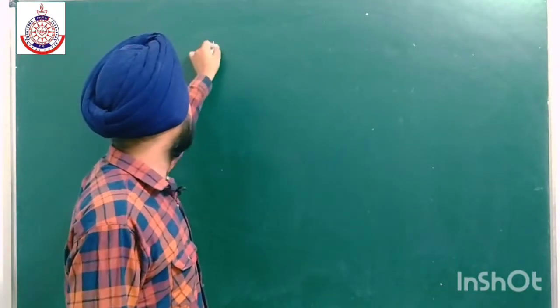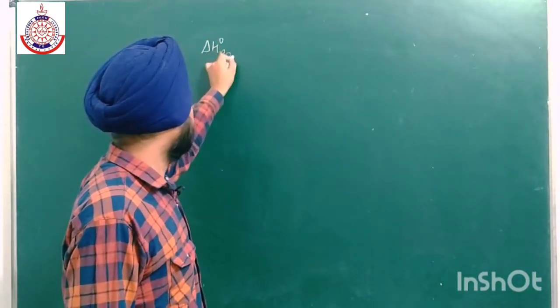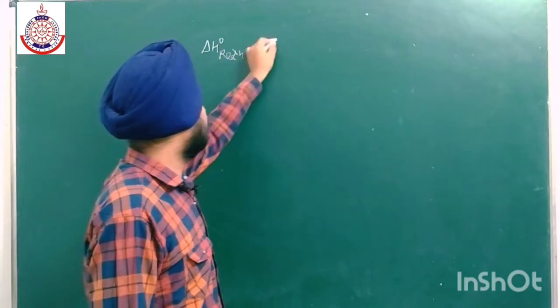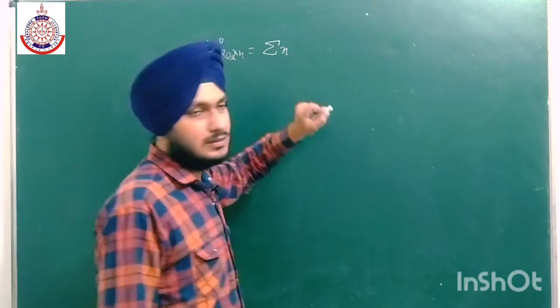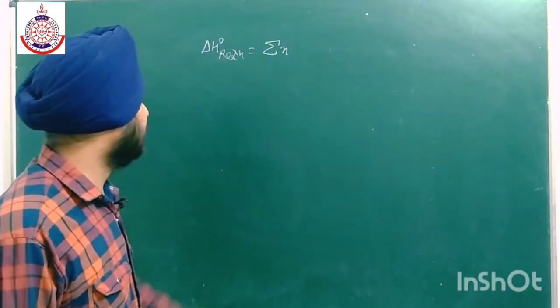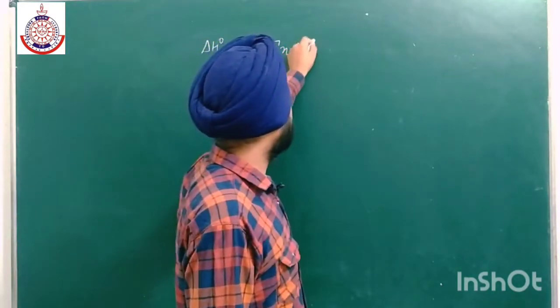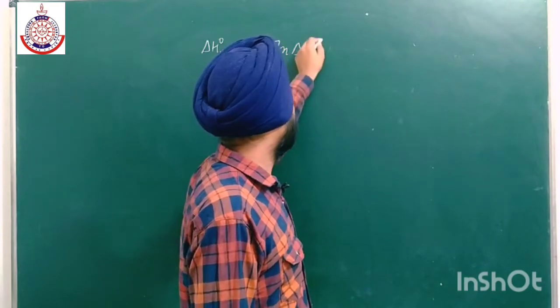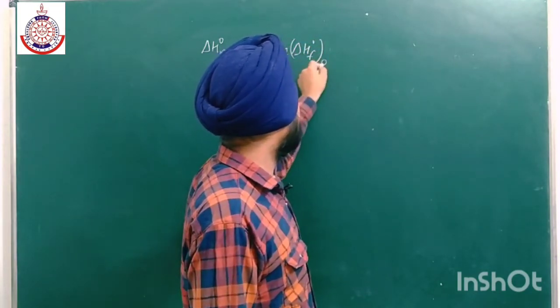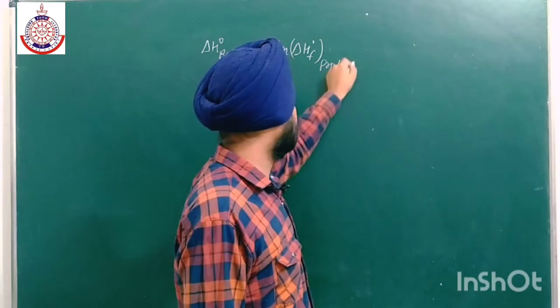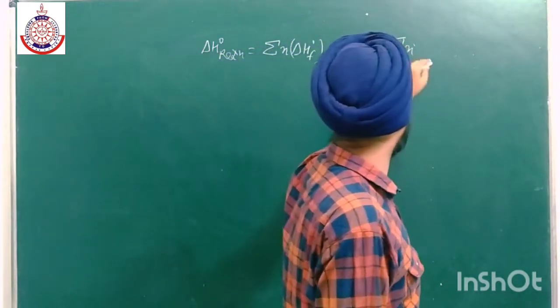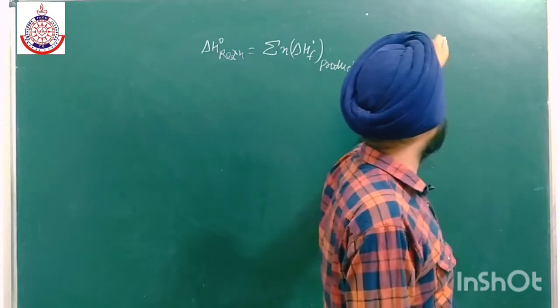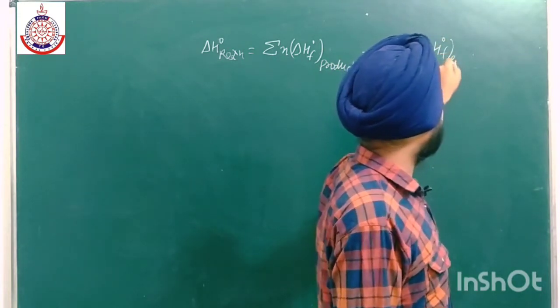So the formula is delta H naught reaction is equal to the summation of all the products with their moles, that is, with their coefficient multiplied, delta HF naught of product, minus the summation, similarly moles multiplied first, into delta HF naught of reactants.